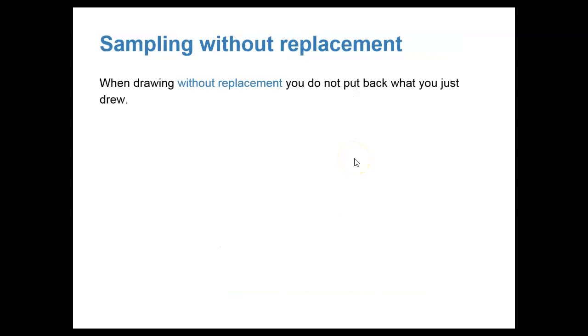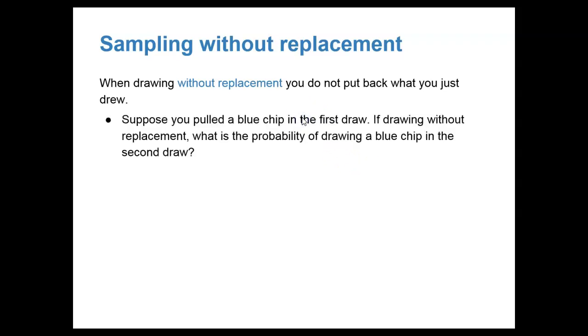Let's now use our example to talk about sampling without replacement. When drawing without replacement, you do not put back what you just drew. So suppose that, using the same distribution of chips in a bag that we've been talking about, I pulled a blue chip in the first drawing. If drawing without replacement, what's the probability of drawing a blue chip in the second drawing?